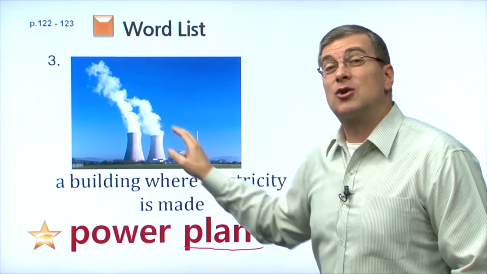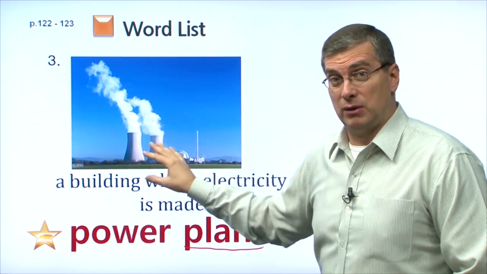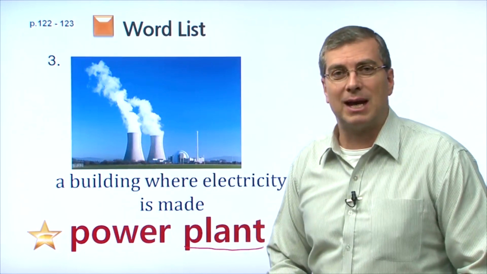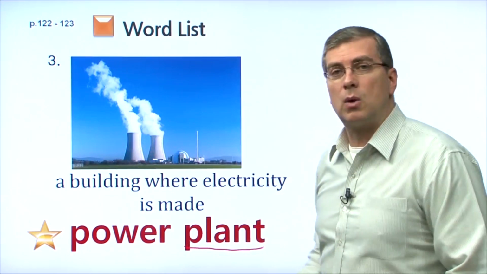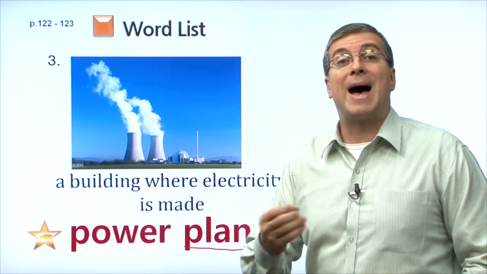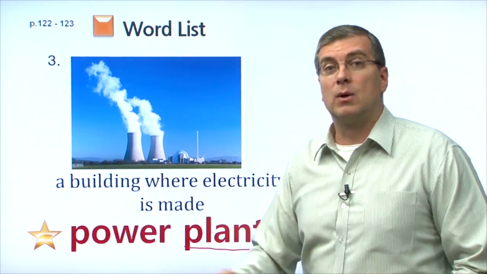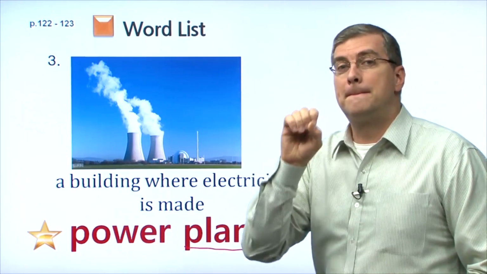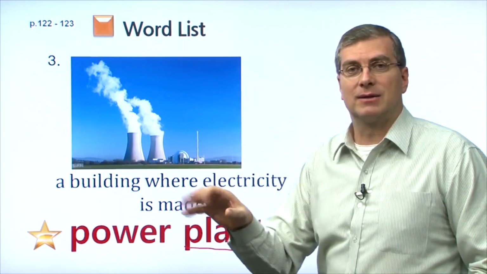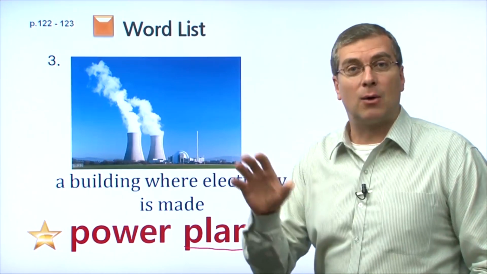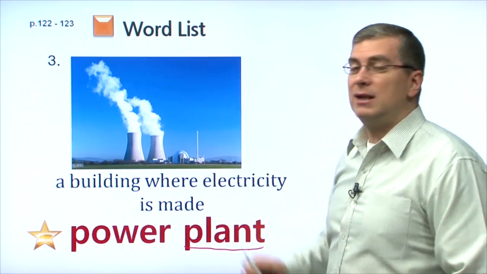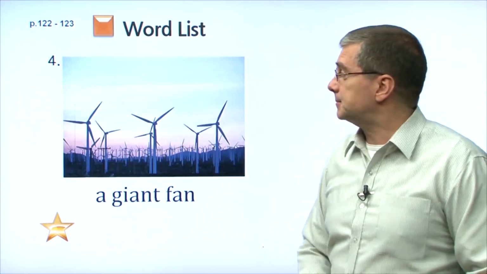We make electricity at this building. Okay? So this is a building where electricity is made. This is a little difficult of a word. Let's practice. Power plant. Remember, we have two P's here. P. Power plant. You guys try it. Power plant. Okay, good. Let's move on then to our fourth word.